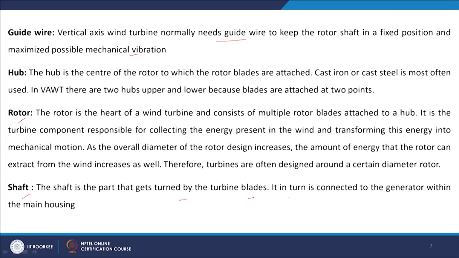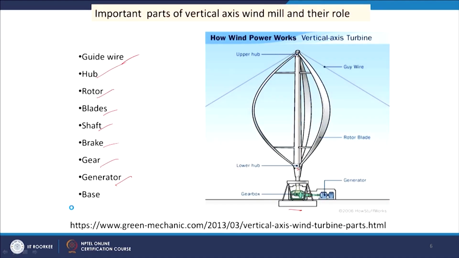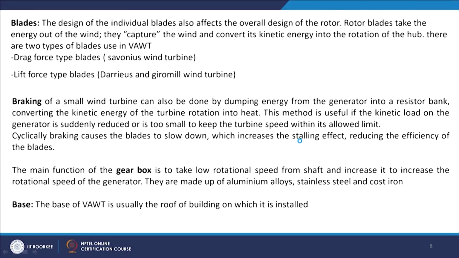It, in turn, is connected to a generator within the main housing. And then the blades, as you have seen, are like this. This is not similar to that of the horizontal axis turbines. So, these blades may be of two types. One is the Savonius wind turbine, which is a drag force type blade, and another is the lift force type blade, called the Darrieus or Giromill wind turbine.